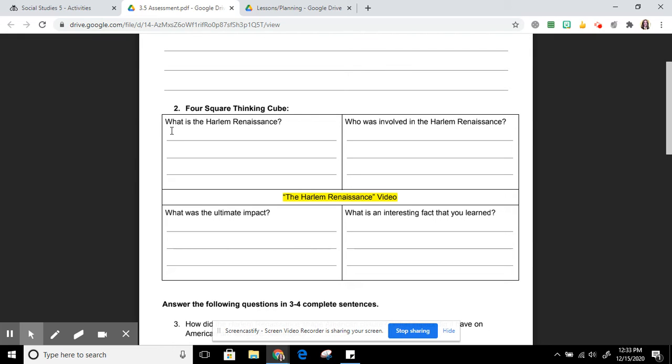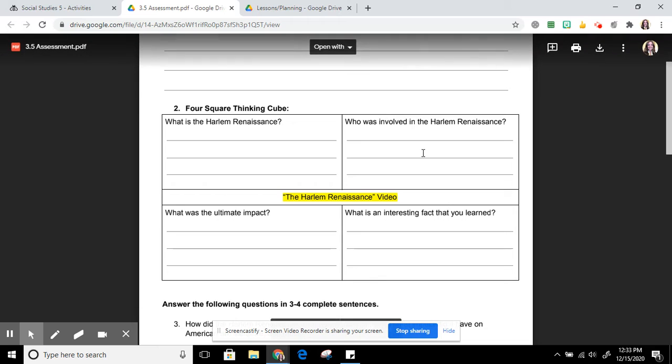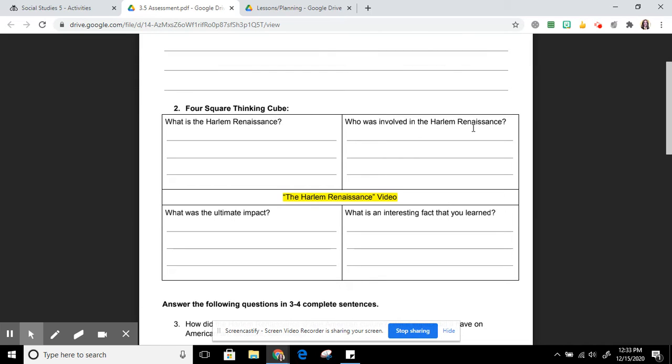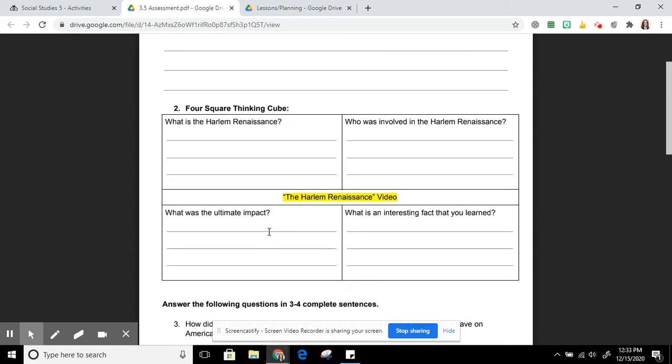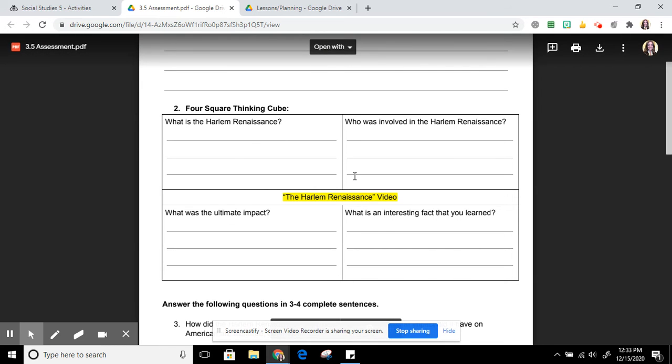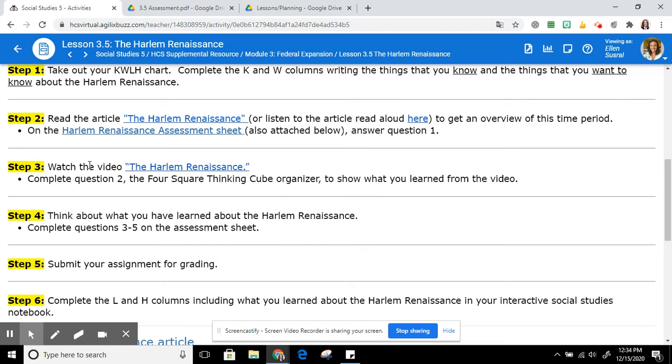First question, what is the Harlem Renaissance? Second question, who was involved in the Harlem Renaissance? Third question, what was the ultimate impact? Meaning, when this Harlem Renaissance happened, what was the impact of it? What were the effects of it? And then what interesting fact did you learn? So just what is one fact that you learned about the Harlem Renaissance? So you might want to watch the video 1, 2, 3 times to get these questions done. All right, that was step 3.